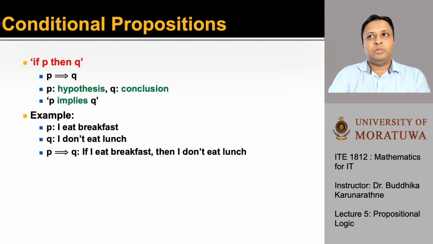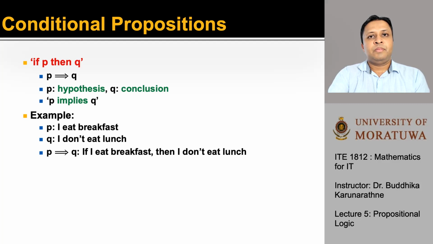And now we move on to conditional propositions. The first one, we call it implies, or in other words, if P, then Q, where P and Q are two propositions. We have this arrowhead sign to denote this conditional proposition. In this case, P is the hypothesis and Q is the conclusion. So we say in this kind of situation, P implies Q. In other words, if P, then Q.